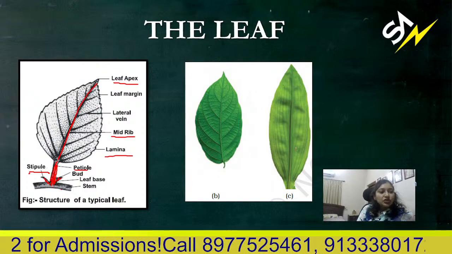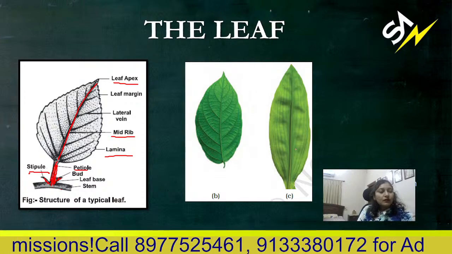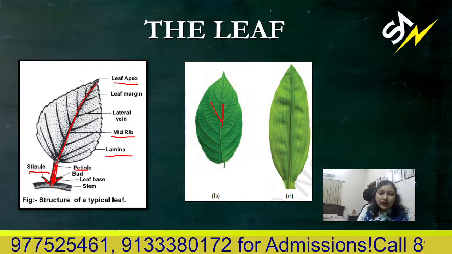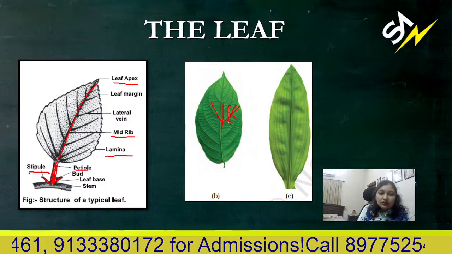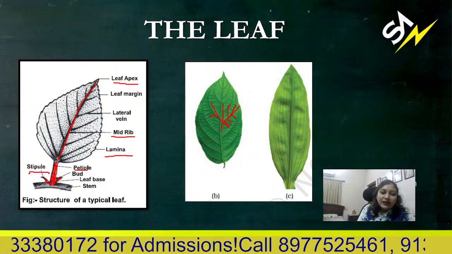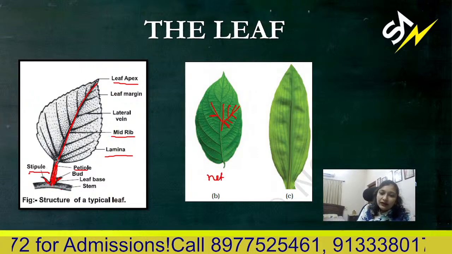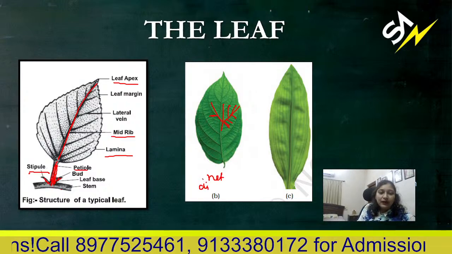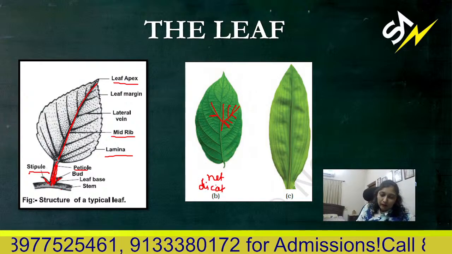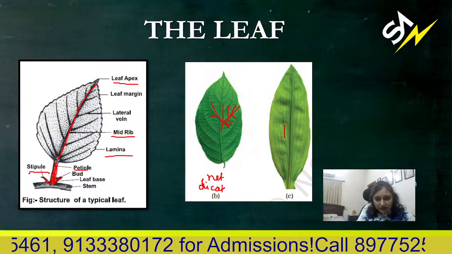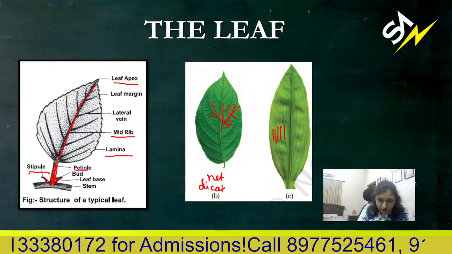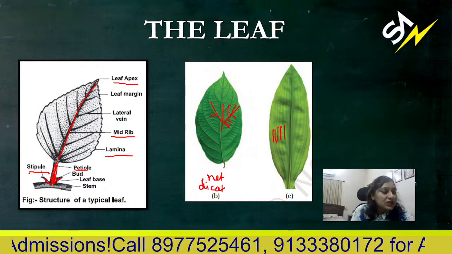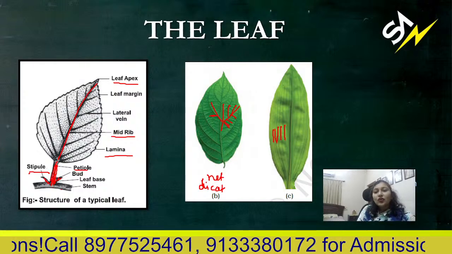Now it's about venation. We have two types of venation. This type, complex or net-like venation, is called reticulate venation. Mostly you can find this type of venation in dicot plants. And here you can see parallel lines. This is parallel venation. What is venation? Arrangement of veins. This arrangement of veins is called parallel venation.